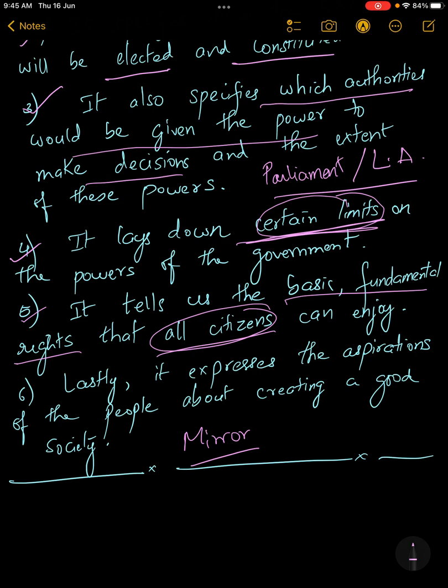It is basically a mirror which reflects the aspirations of the people about creating a good society. About what is a society that can be called an ideal society. How does that idealistic society look like? How are people supposed to behave in that idealistic society? What is the government supposed to do in this idealistic society? What powers will they have in this idealistic society?